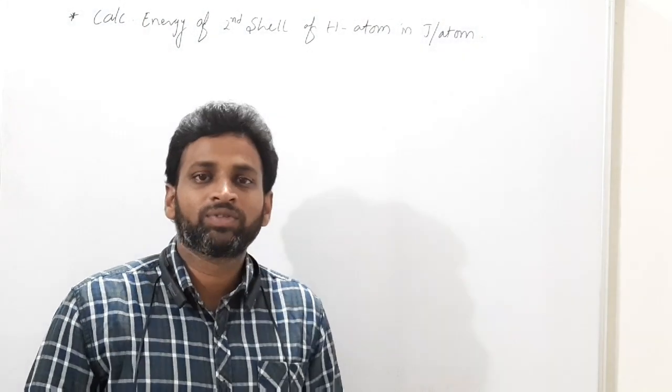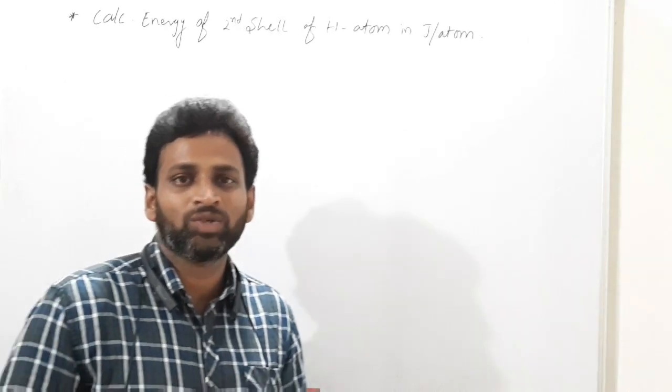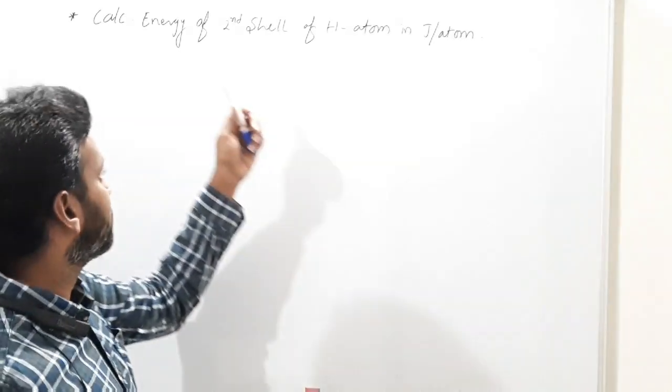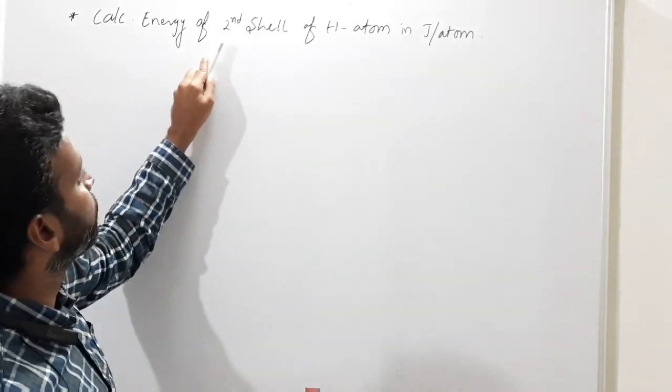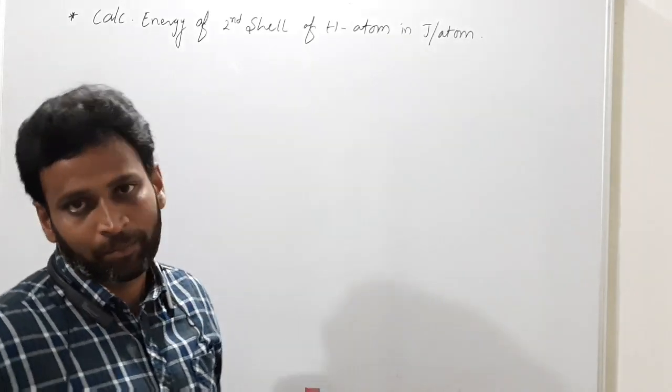Hello my dear students, good afternoon, and today we will discuss some numericals based on radius and energy of nth orbit. Now let's see the numerical. Calculate energy of second shell of hydrogen atom in joule per atom.